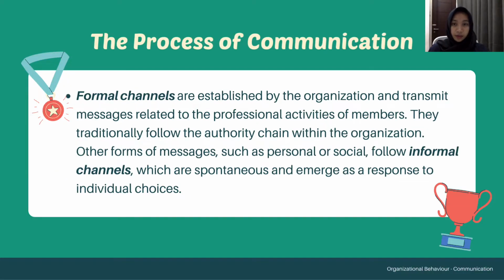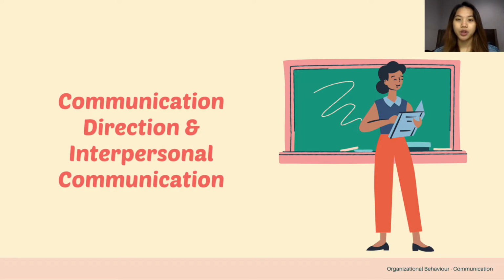As I have mentioned before, the channel for communication may vary among people. The first one is formal channels. Formal channels are established by the organization and transmit messages related to the professional activities of members. They traditionally follow the authority chain within the organization. Other forms of messages, such as personal or social, follow informal channels, which are spontaneous and emerge as a response to individual choices. Okay, now we go to the next topic, which is communication direction and interpersonal communication.